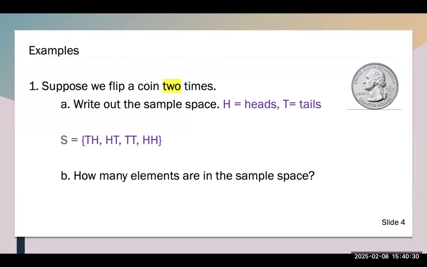I'm letting H represent heads and T represent tails. So I've just written all of the possibilities as TH, HT, TT, HH. Those are all the possibilities. There's 4 of them. And I'm writing this out as a set. And this is called the sample space. And you can see there are 4 elements in this sample space, or 4 outcomes.